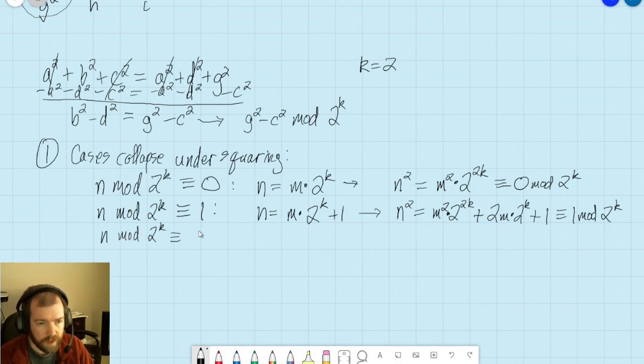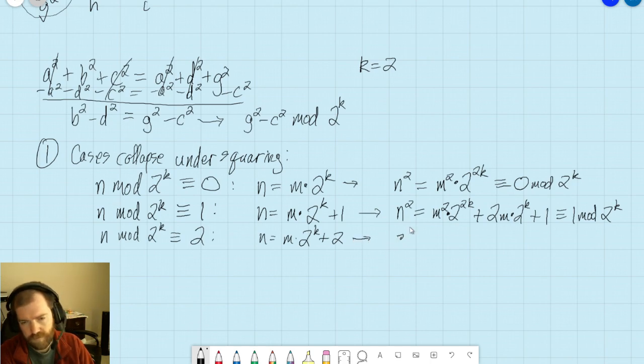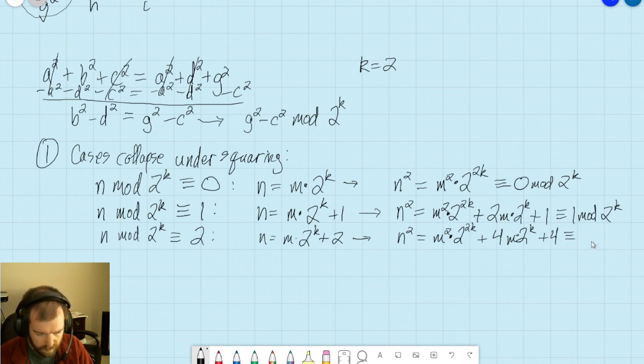If n mod 2 to the k is equivalent to 2, n is going to be equal to m times 2 to the k plus 2, and n squared is going to be equal to m squared times 2 to the 2k plus 4m times 2 to the k plus 4. And this is going to be equivalent to 4 mod 2 to the k.